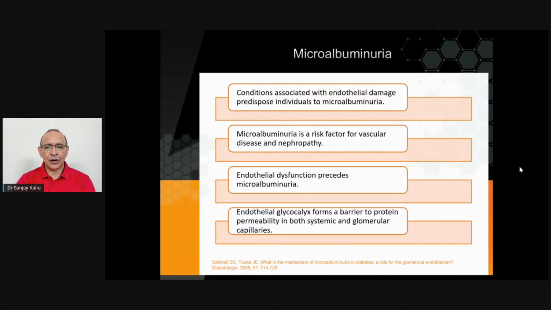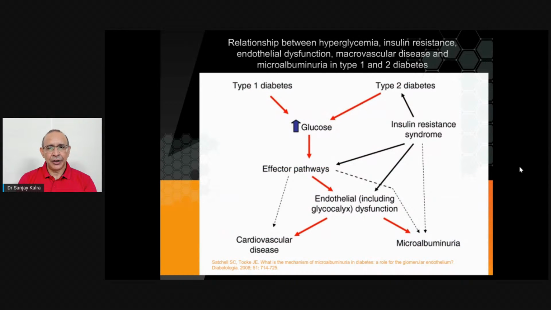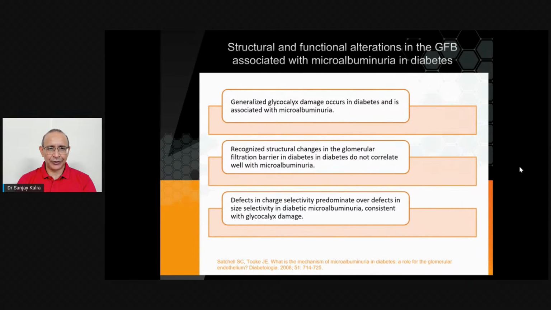In the systemic capillaries and also in the glomeruli, in the endothelium, we have a glycocalyx, which forms a barrier to protein permeability. If this glycocalyx becomes damaged due to high levels of glucose or due to insulin resistance, there is increased protein permeability. This permeability allows albumin to get excreted into the kidney, into the urine. So it's known as microalbuminuria to begin with. Later on, if we do not stop it initially, it will become macroalbuminuria.